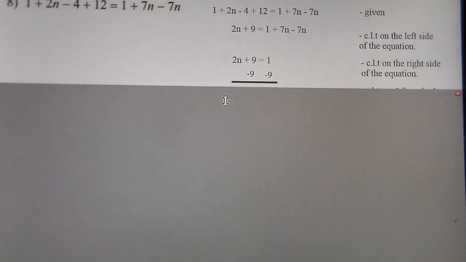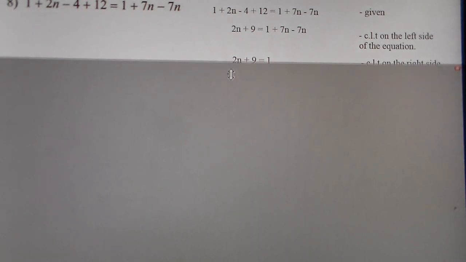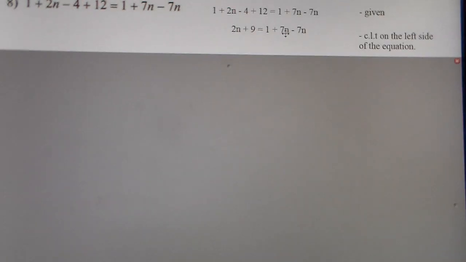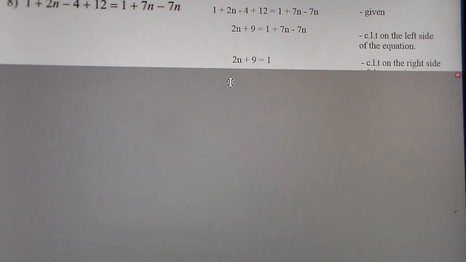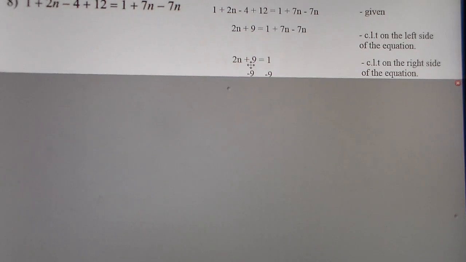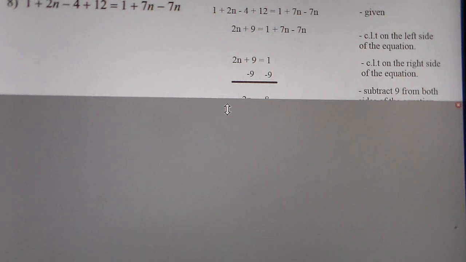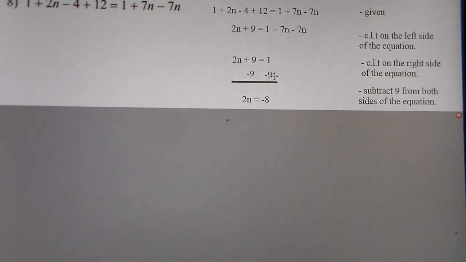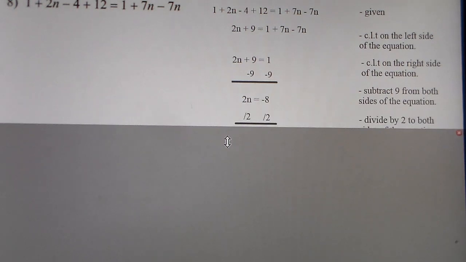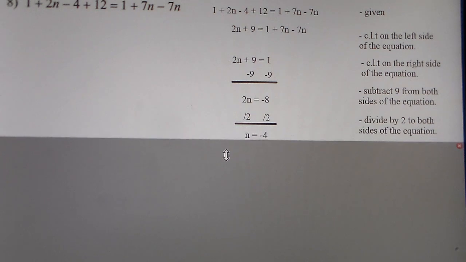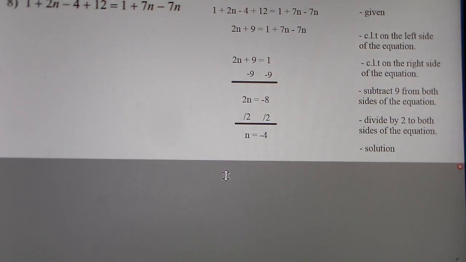We then combine like terms on the right-hand side of the equation. And positive 7 and negative 7, they cancel out. So we get 2n plus 9 equals 1. We then subtract 9 from both sides of the equation. 1 minus 9 gets you negative 8. Positive 9 and negative 9 cancel out, so we get 2n equals negative 8. We then divide by 2 on both sides of the equation, and we get n equals 4. That is our solution.